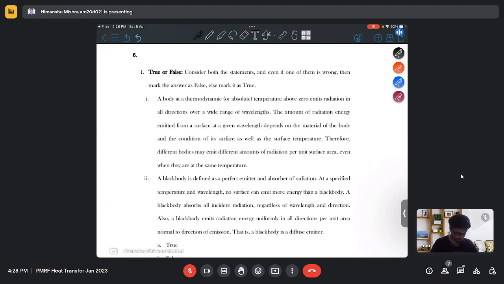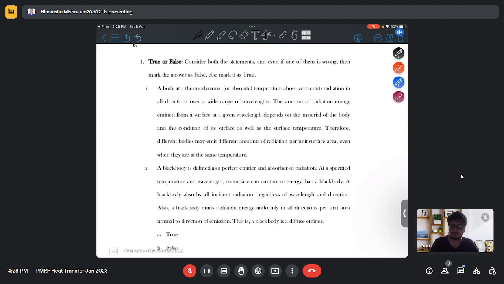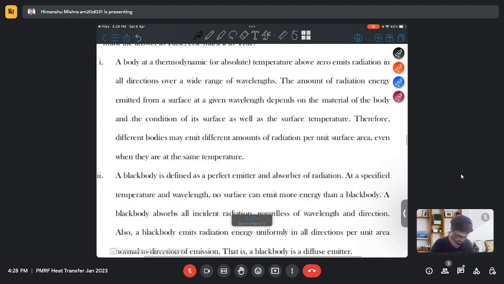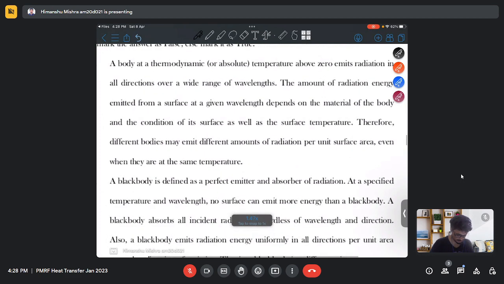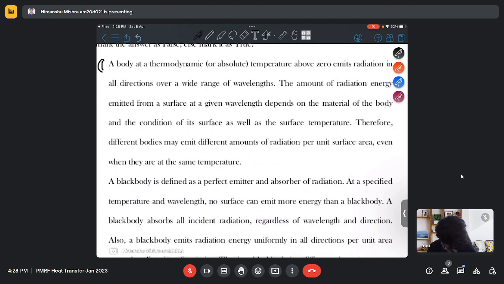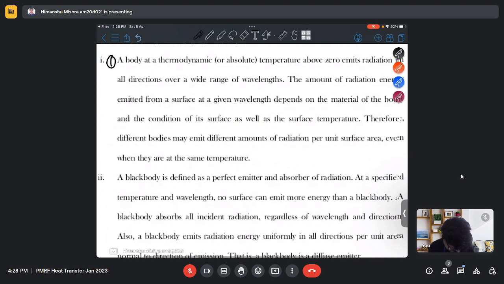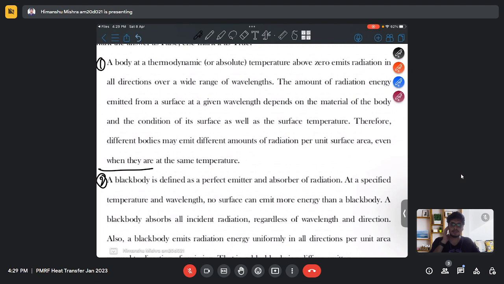So this is a true and false type of question. The first statement says that a body at thermodynamic temperature above zero emits radiation in all direction over a wide range of wavelength.